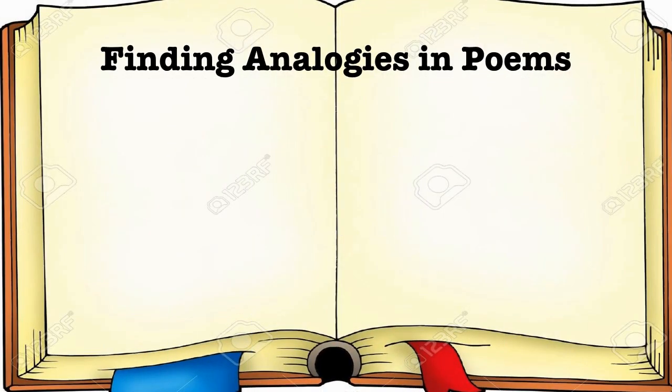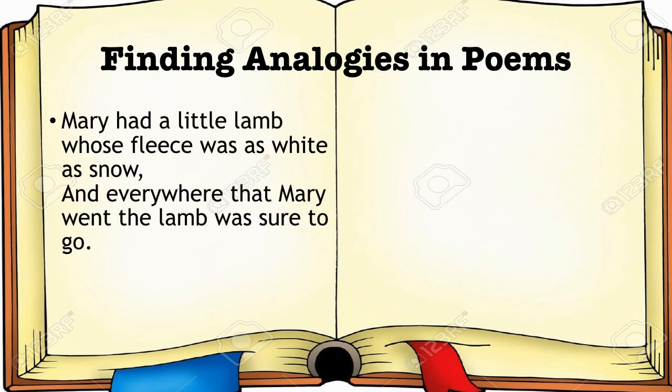Now, finding analogies in poems. And with this, you will learn much further about this later on in the week as we go through analogies. This is another part of it. Mary had a little lamb whose fleece was white as snow, and everywhere that Mary went, the lamb was sure to go. Now, if you look here, what is being compared? We said that analogies make a comparison with words. What is being compared in this case? If you said the color of the fleece to snow, you are absolutely right. The line that says, whose fleece was as white as snow.